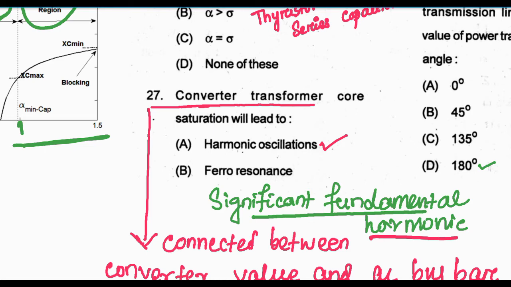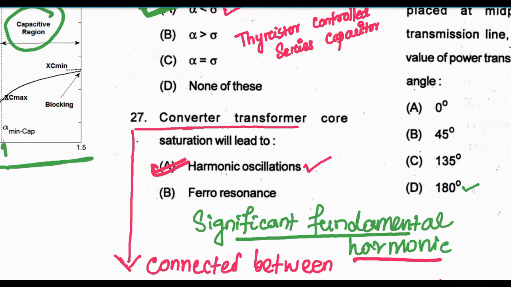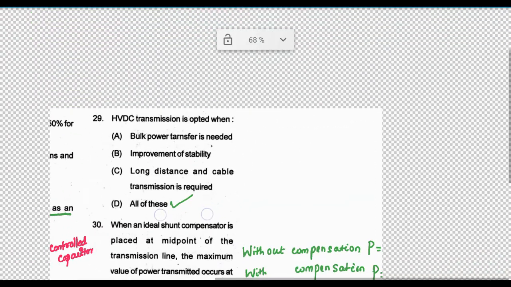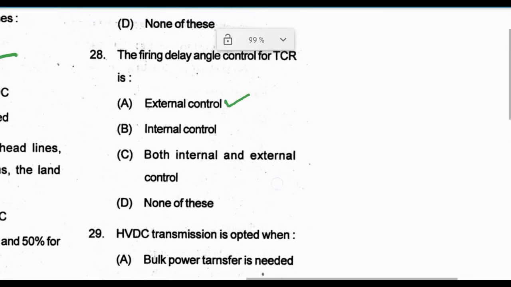In DC transmission line, the fundamental component, that is 50 Hz, is also a harmonic because this is not to flow in DC line. DC line should be ideally constant, not like this, not like this, or not like this. So in case of this, we generally get a significant harmonic, that is the fundamental harmonic. We don't get ideal DC. So here answer is option A, not the subharmonic or ferroresonance.